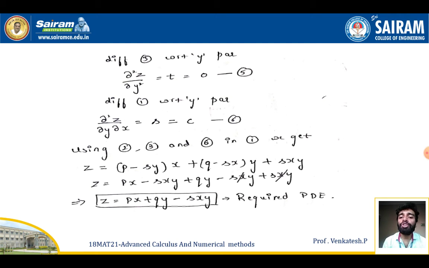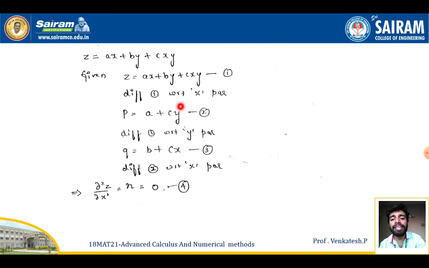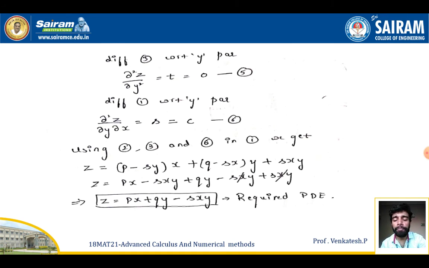So now using equation number 2, 3 and 6 in equation number 1. Since I want to eliminate the values of a, b, c, I'm going to use equations 2, 3, 6 in equation number 1. I get the equation like z is equal to (p minus sy) into x. Before that, I'm going to replace c is equal to s in these two equations. I'm going to make the equations in terms of a and b from these two equations, and replace those a and b values along with the c value in equation number 1. So I will get the equation: z is equal to (p minus sy) into x, plus (q minus sx) into y, plus sxy.